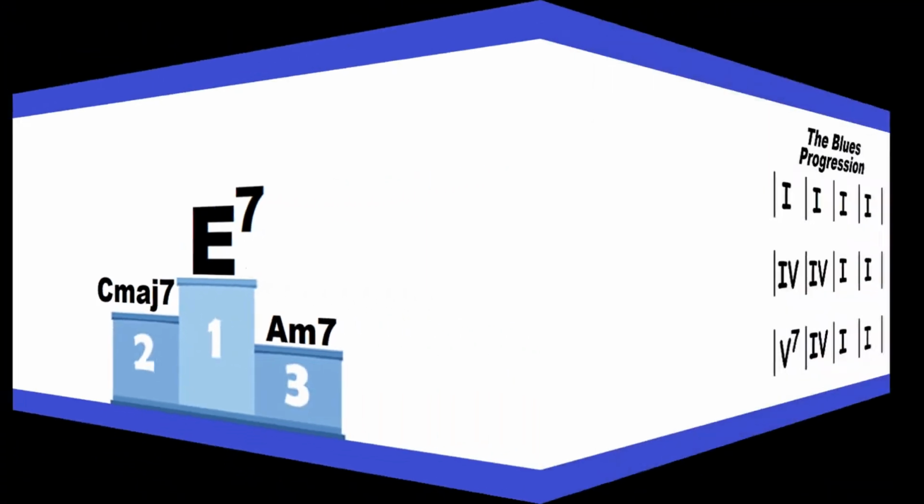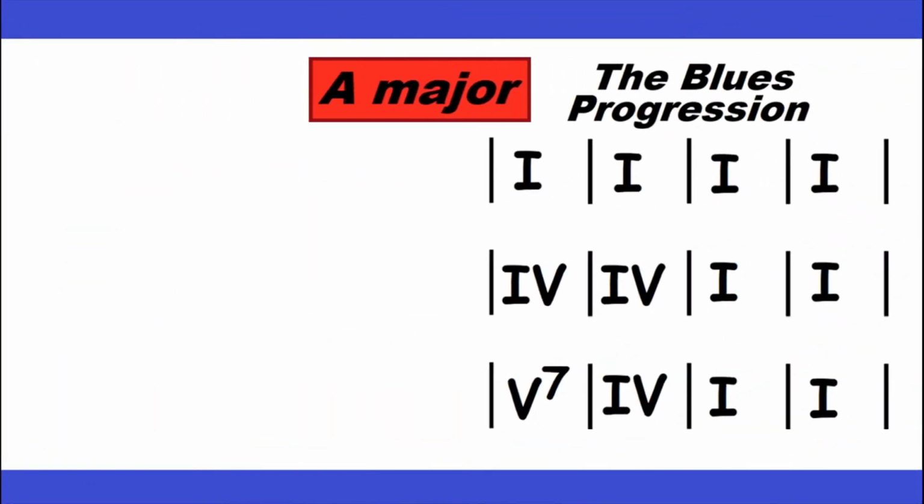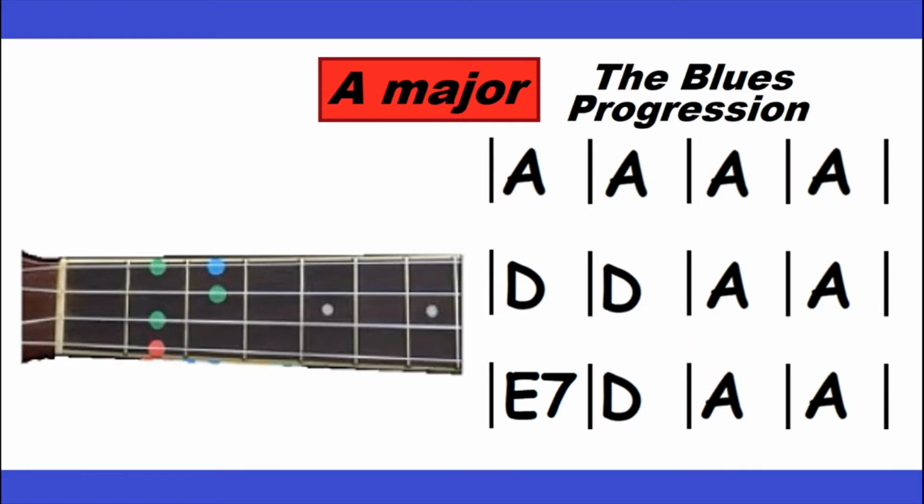And now that all of that is settled, let's get back to playing our new blues progression in the key of A. Half note strums to ease us into this. Ready? 1, 2, 3, and 1.